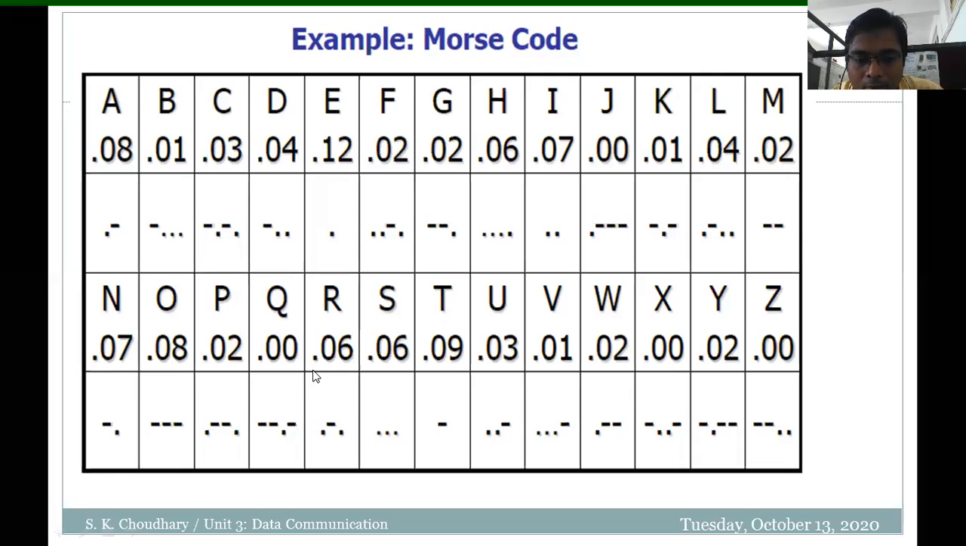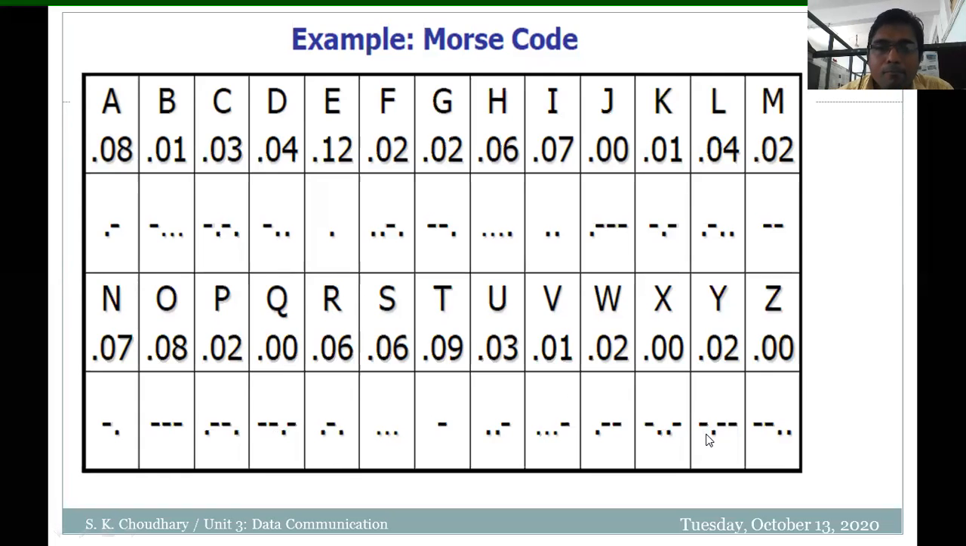If you observe all this, Q has the maximum length, that is 3 dashes and 1 dot. Some others are also of similar length, like Y. So these are the rarely used symbols in the source encoding. These are some examples that we basically use for variable length code words.